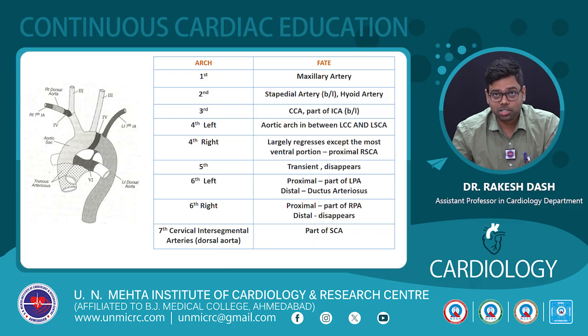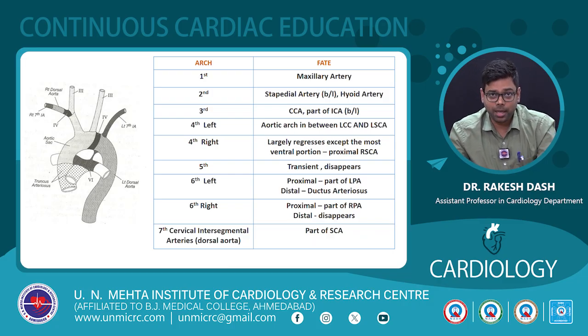So, from the first arch, maxillary artery; second arch, stapedial artery and hyoid artery; third arch, CCA, proximal part of ICA, and the distal part of the ICA is developed from dorsal aorta. Fourth arch, the left side forms the aortic arch between the left common carotid artery and left subclavian artery. The fourth right arch forms largely the proximal right subclavian artery. The fifth arch disappears. In some patients it may persist, which we will discuss later.